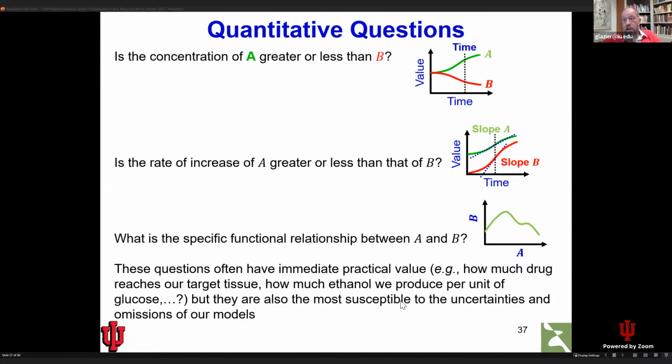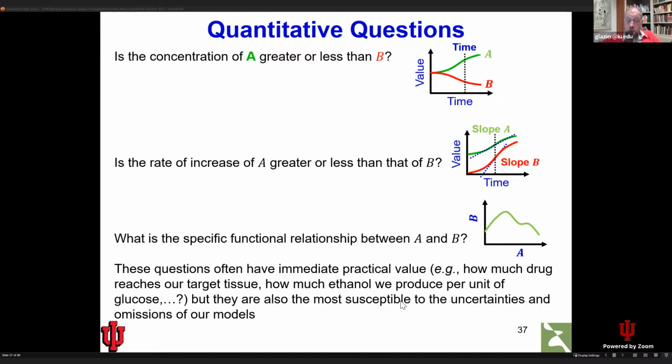They're important. We'd like to know how much of the drug gets into the tumor. Well, maybe that one we can do with a radioactive tracer. How much ethanol do we produce per unit of glucose? But those are also very susceptible to the details that we leave out of our models. And so in general, we can't really expect that we're going to get quantitative predictions exactly right for the kinds of models we do here.